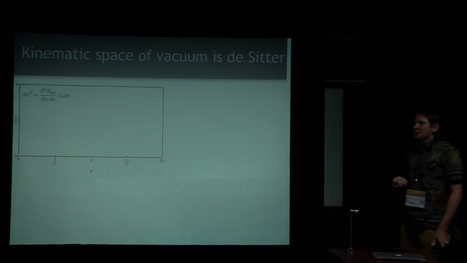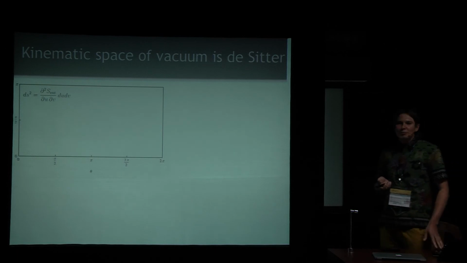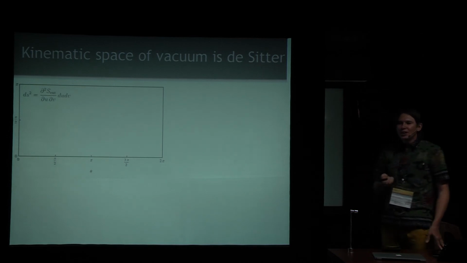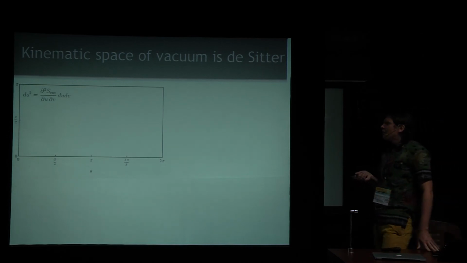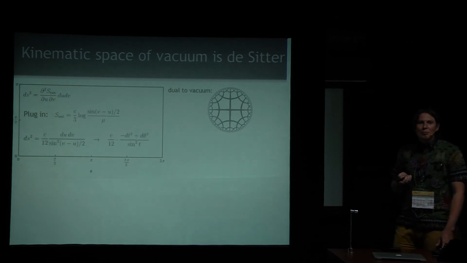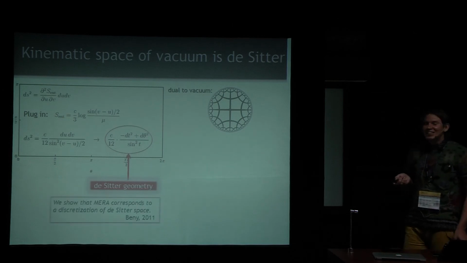Here I have a statement about why the kinematic space of the vacuum, so for the hyperbolic plane, is de Sitter space. Rob kind of reviewed this in his talk on Tuesday. So I probably can skip this slide now, since I'm running out of time. But let me wink at you and say, if you ask me a question, I can display this slide later.